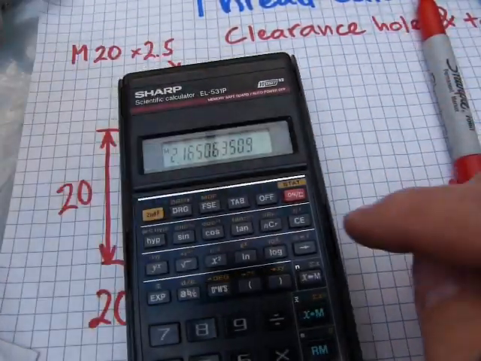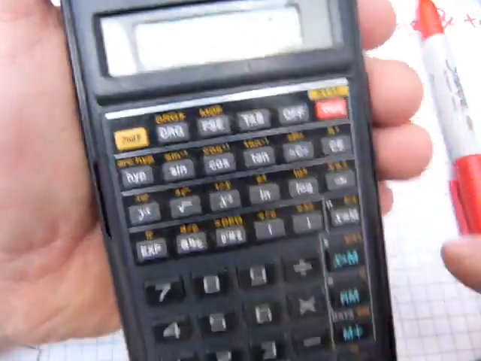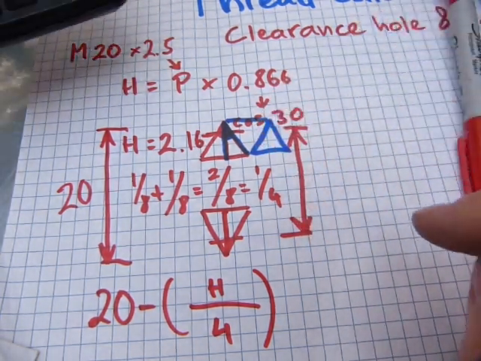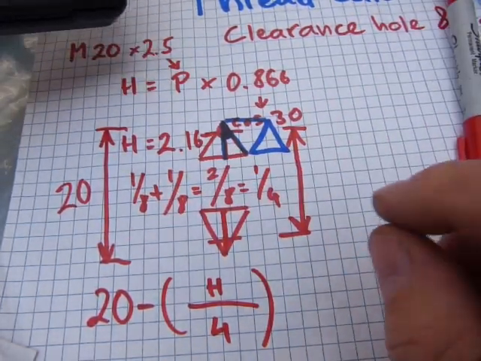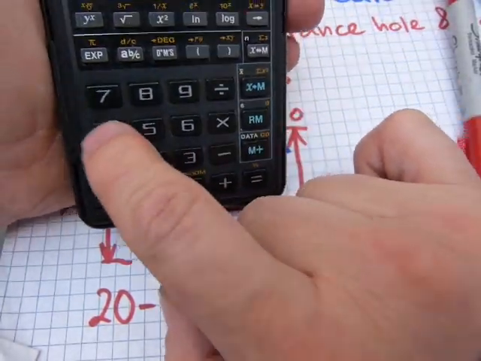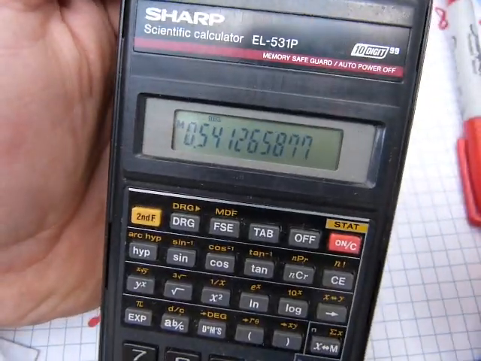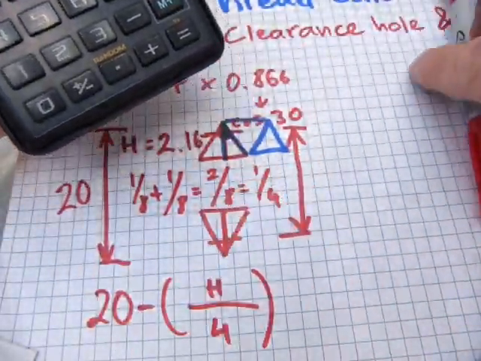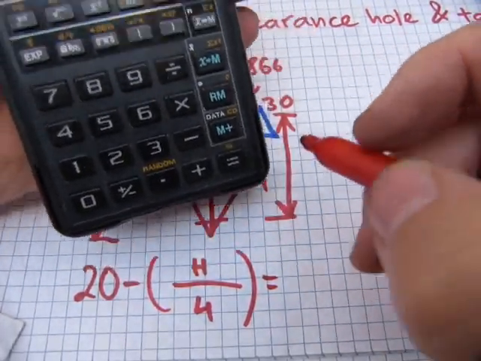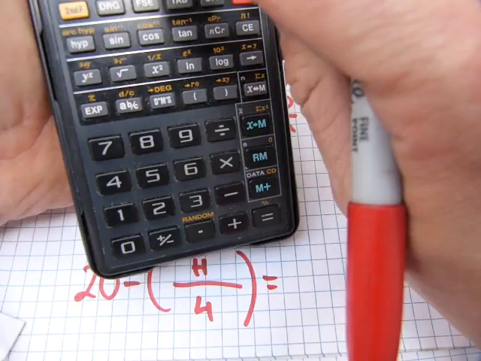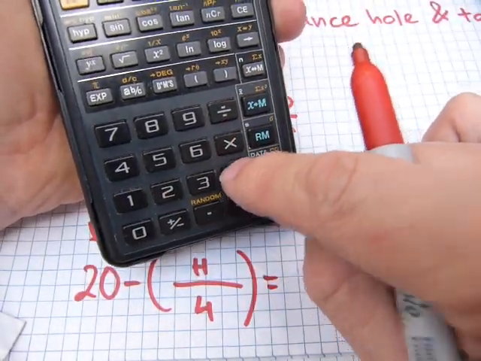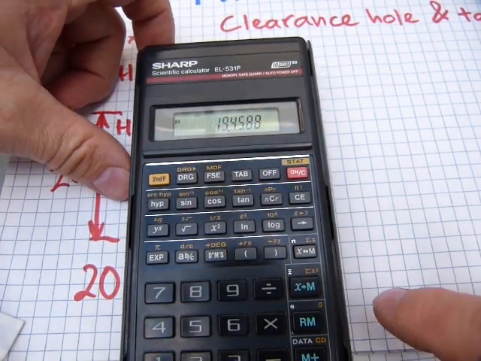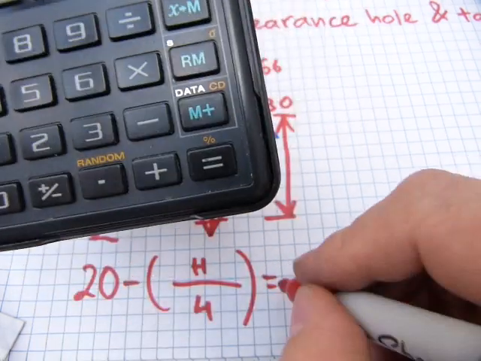So the 2.16, that's why I left it on the display. If I divided this number by 8, I would just get one thread truncation that I have shown you on this phone there. I'm going to divide it by 4, equals 0.5412. So the 0.5412 needs to be subtracted from the 20. So 20 minus 0.5412 equals 19.4588.